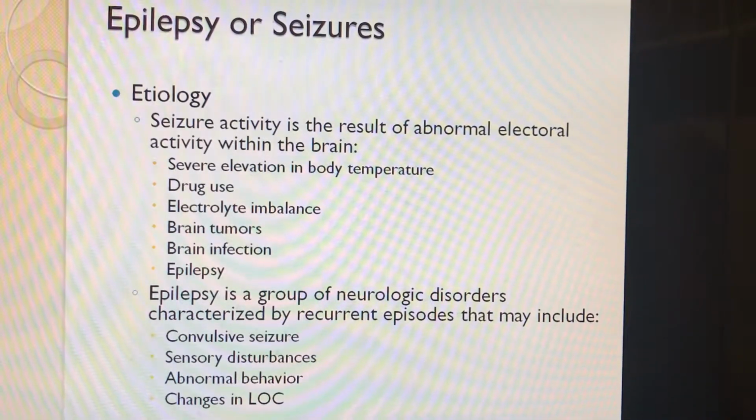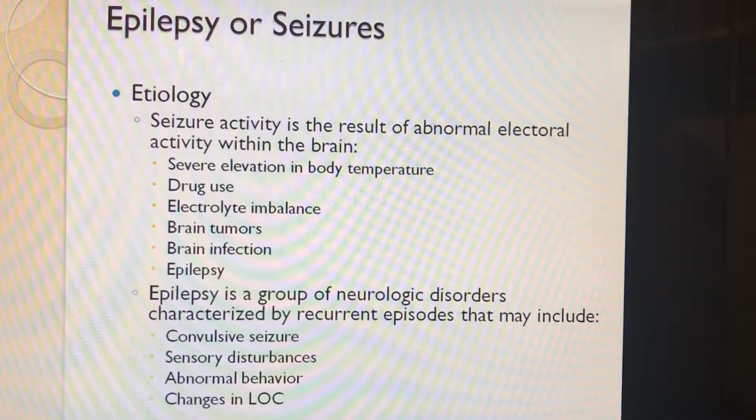Another major disorder we have is epilepsy or seizures. Seizure activity is the result of abnormal electrical activity within the brain, and it can be caused by severe elevation in body temperature, drug use, electrolyte imbalance, brain tumors, brain infection, or epilepsy. So your seizure is more of an acute thing, and your epilepsy is going to be more chronic.